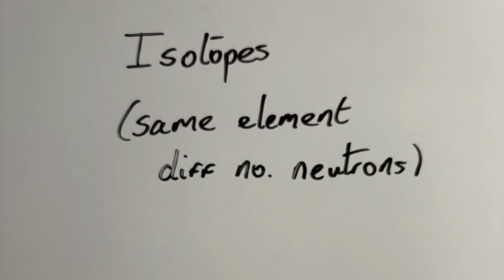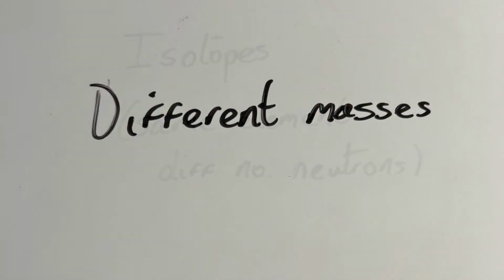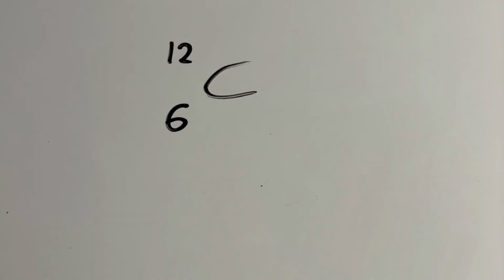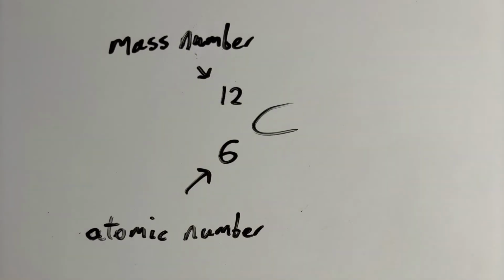First of all, you're going to have to be able to define the word isotope, and it's the same element with a different number of neutrons, and therefore it has a different mass. So in this example, we're using carbon 12, which is written here like it would be on your periodic table. 12 is what we call the mass number, which is the combined number of protons and neutrons, or particles in the nucleus, and 6 is the atomic number, which is just the number of protons.